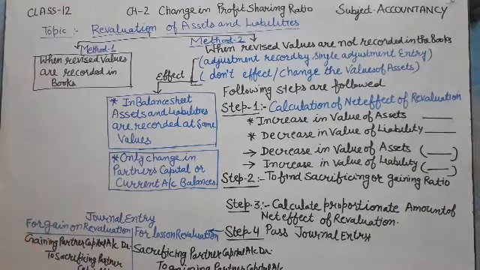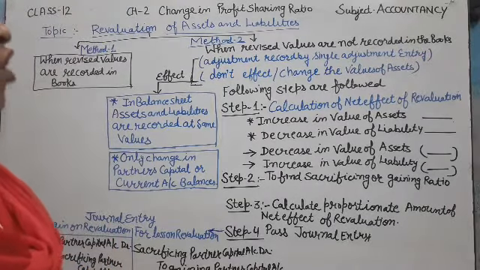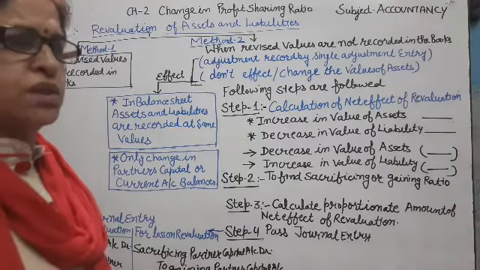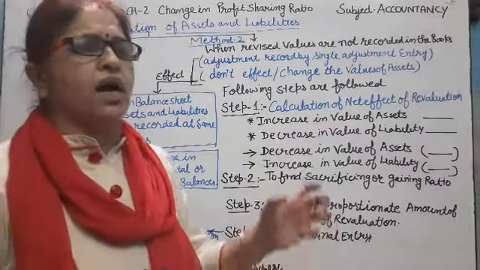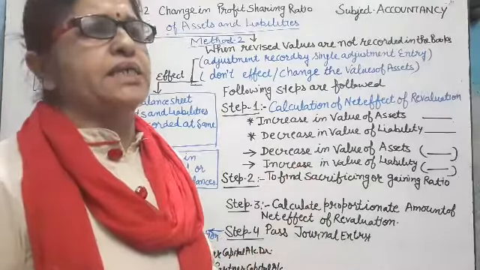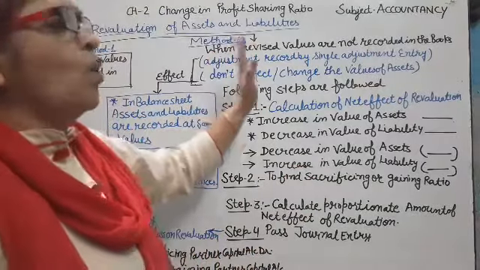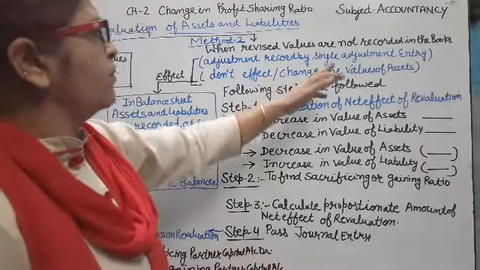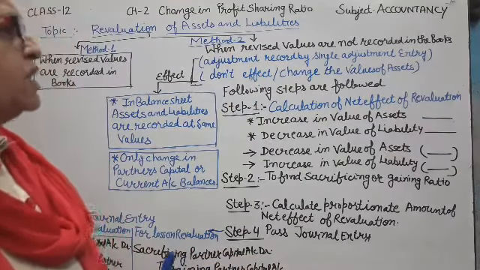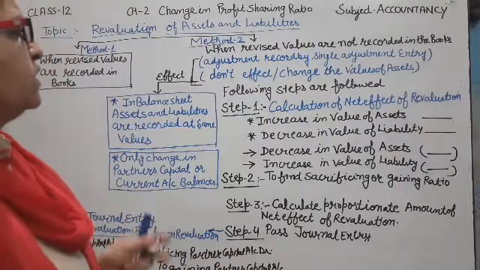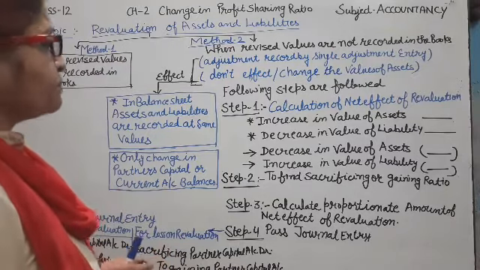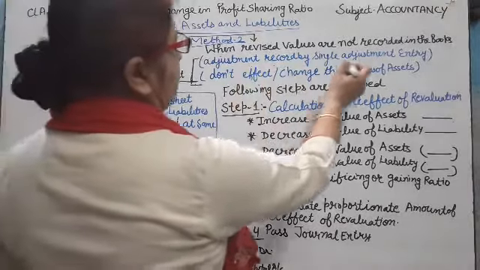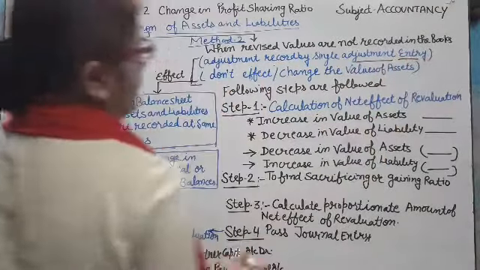In this method, partners do not want to record the revised value in the books. They record the assets and liabilities in the balance sheet at their old values, at their book value. They don't record it at revised value. Sometimes in the question some indicating point is given, that the adjustment is recorded by a single adjustment entry.